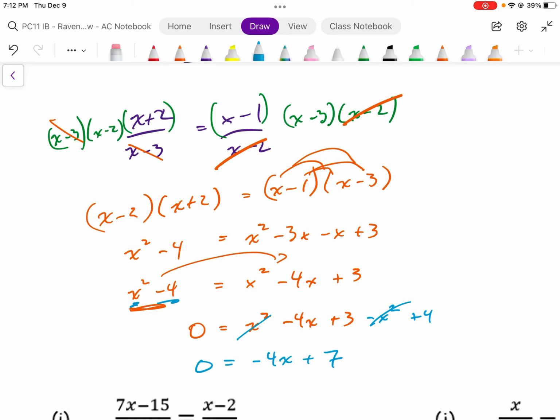So I'm just going to move my work up here. 0 is equal to negative 4x plus 7. I'm going to add 4x to both sides. Then I'm going to divide both sides by 4. x is equal to 7 over 4.